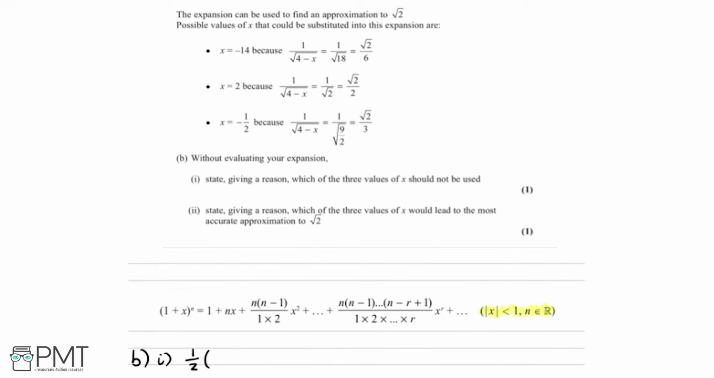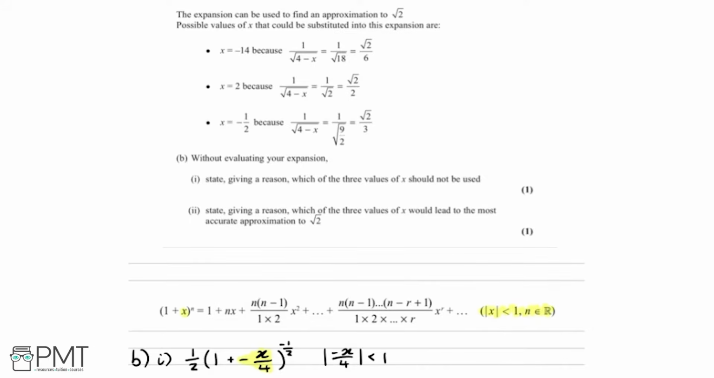Now from part A, using this formula, we expanded this. Now we see here matching up the parts. The x here is equivalent to the minus x over 4 here. So essentially what we're saying is for this expansion, the conditions are the modulus of minus x over 4 has to be less than 1. Just making it clear, that's because here we've got the x here and the modulus of x has to be less than 1. So in our expansion here, essentially this is acting as the x value. So the modulus of minus x over 4 has to be less than 1.